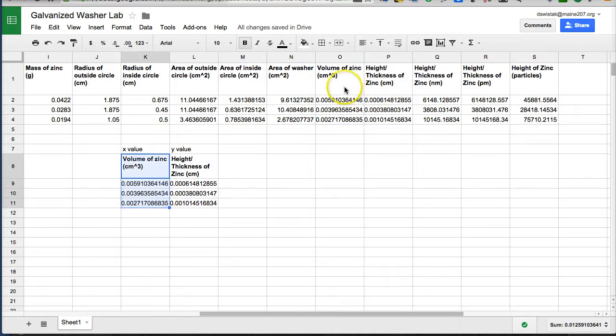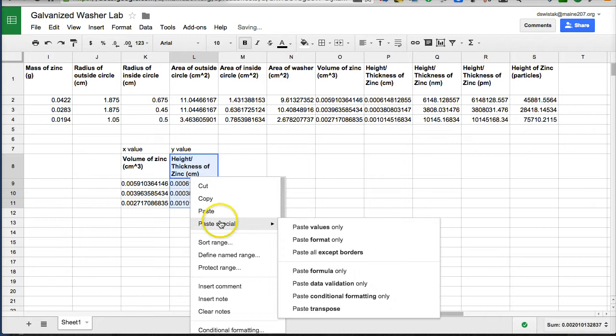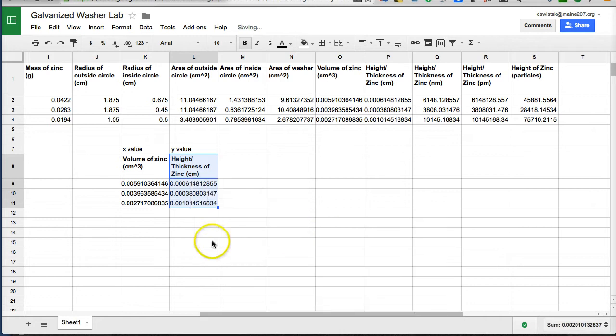So I'm going to grab that volume of the zinc, which came from this column right here, versus the height or thickness. I'm going to do it in centimeters because I think that'll have a little bit more meaning. Oops, and so you don't want to paste, you want to paste special. So down here, paste values only.